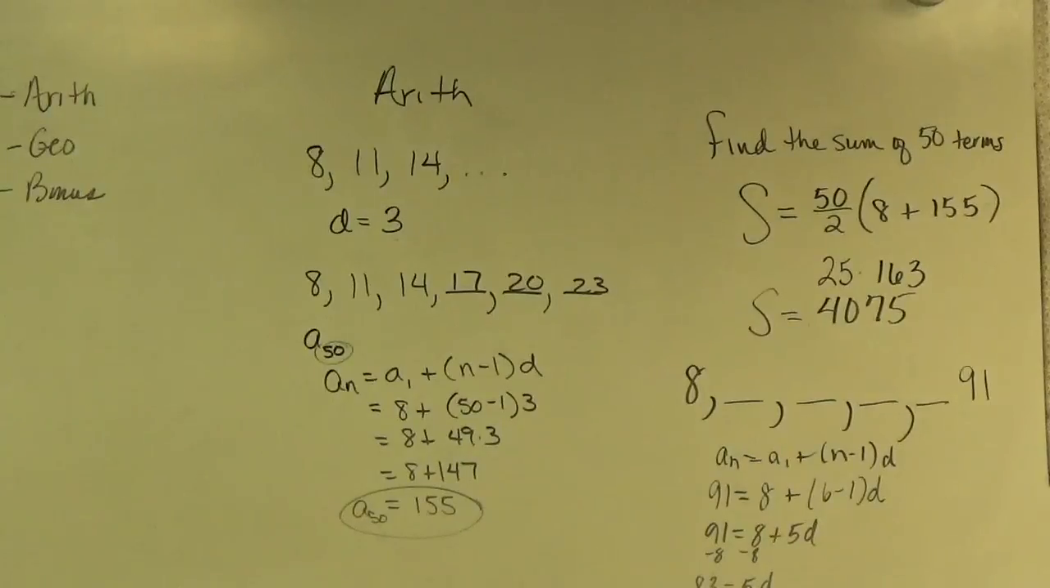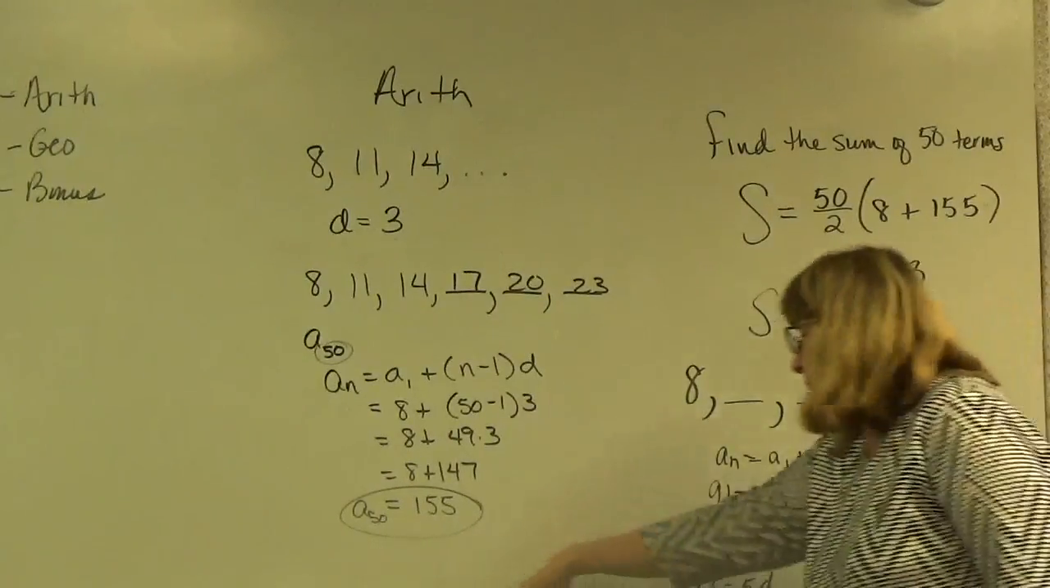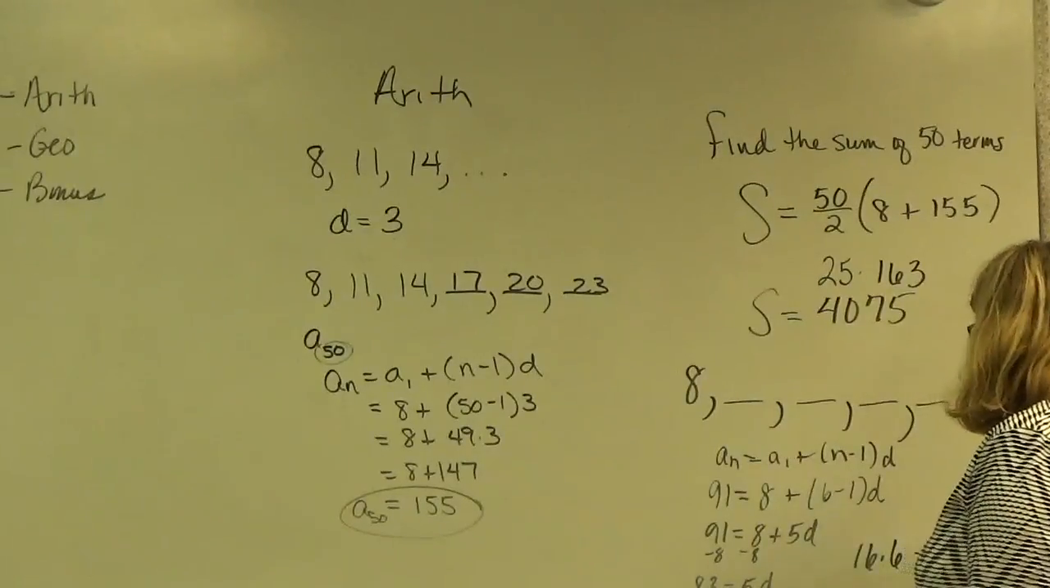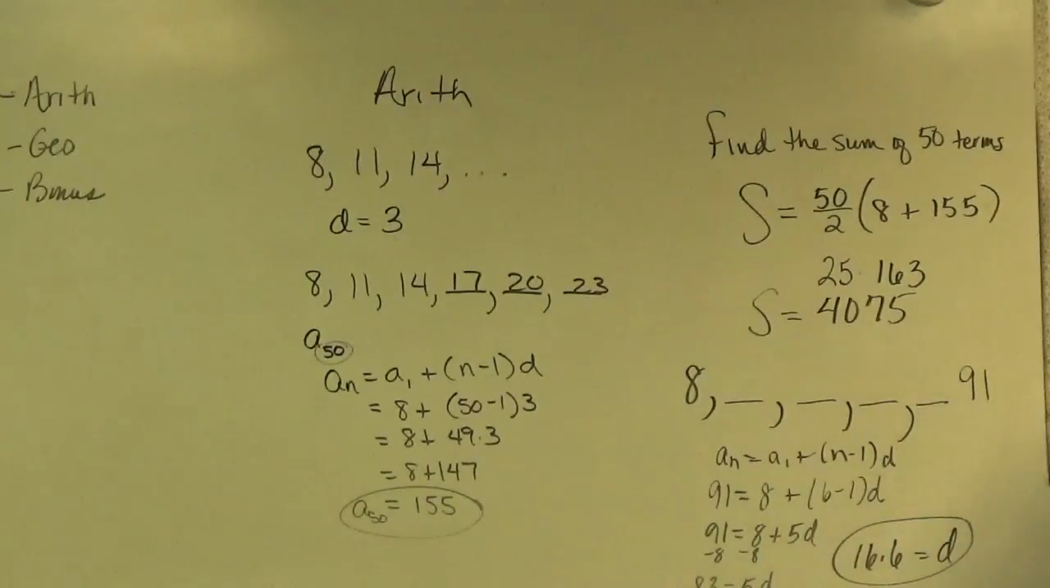Then what's 83 divided by 5? 16.8? Somebody tell me? 16.6. That's close. So 16.6 is d then? Yes. So now can I figure out what goes in the blanks?